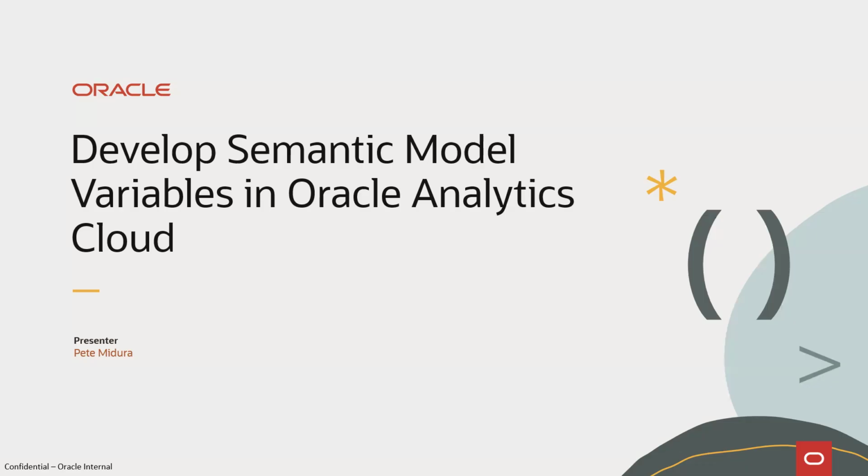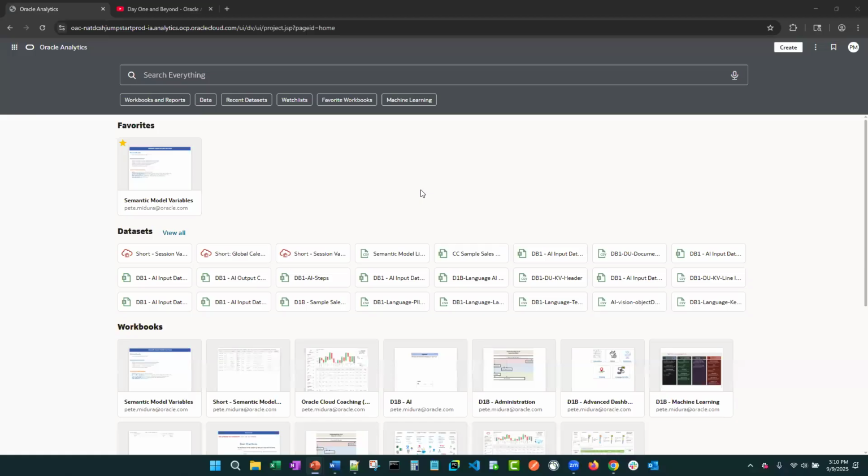All right, so let's start by discussing some use cases where variables are most impactful. I'm on the September 2025 edition of OAC. I'm obviously in Enterprise, that's where semantic models reside. And I built a little workbook to help illustrate today's lesson.